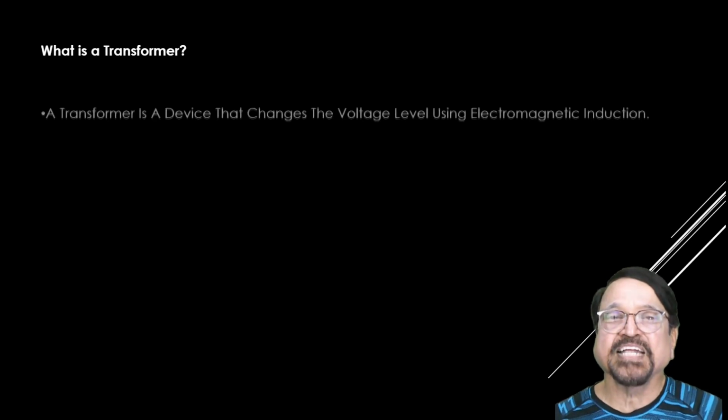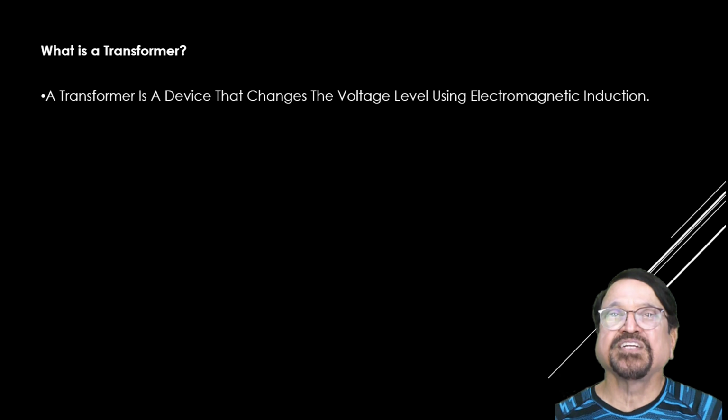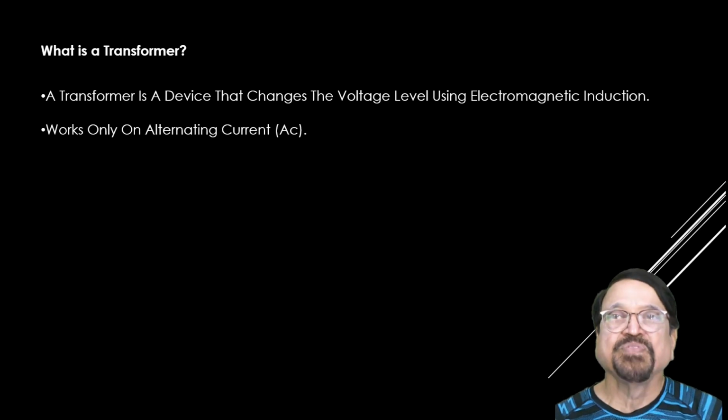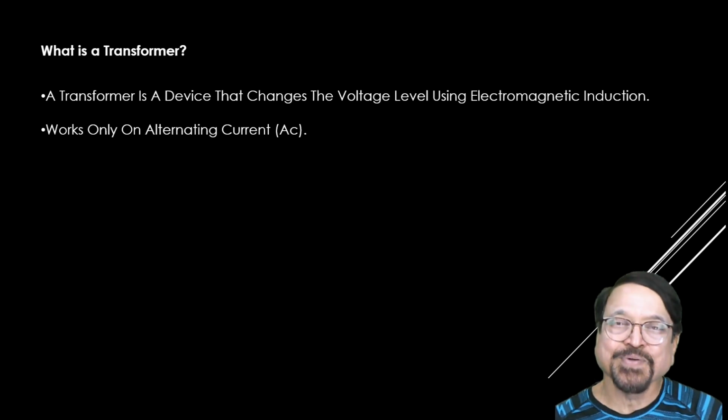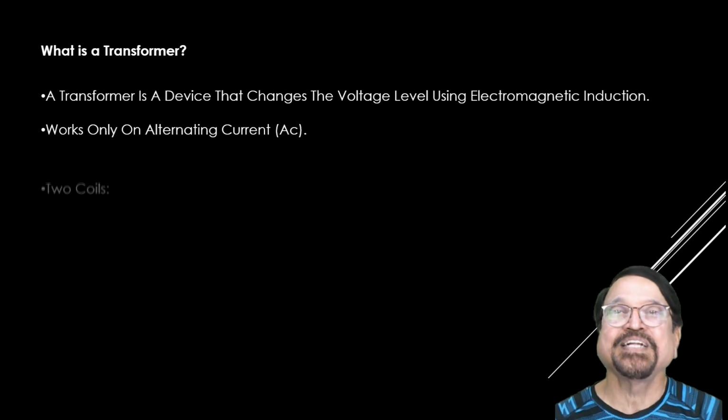Now, what is a transformer? A transformer is a device that changes the voltage level using electromagnetic induction. It works only on alternating current because it works on electromagnetic induction. So there has to be a change in polarity, otherwise it will not work. That's why it works only on AC and not on DC.